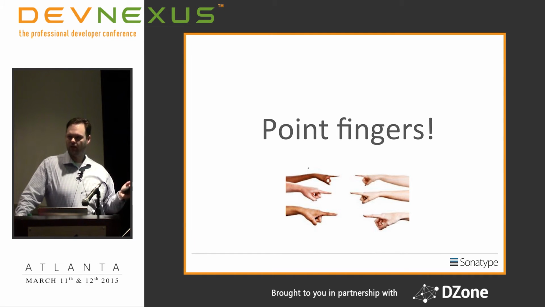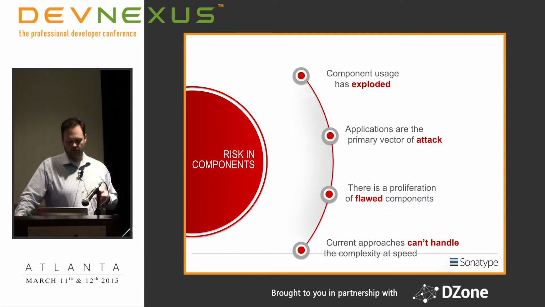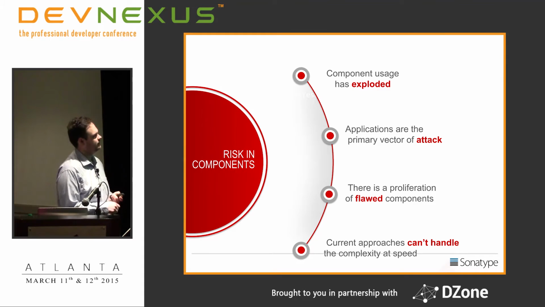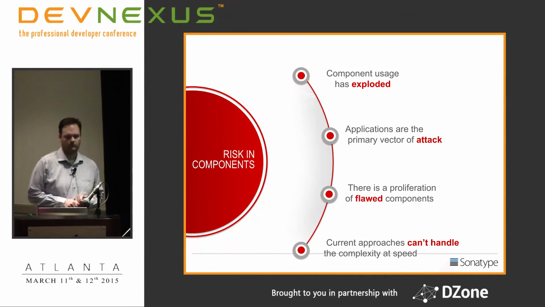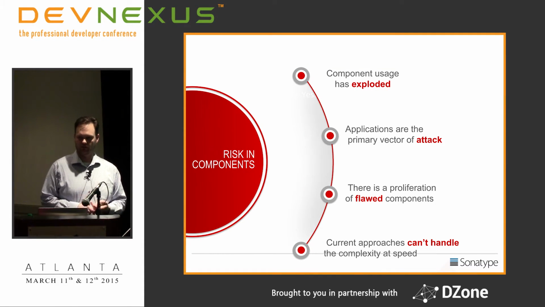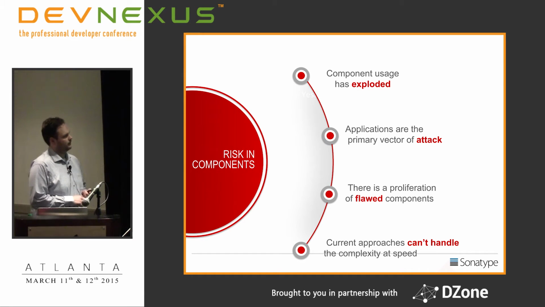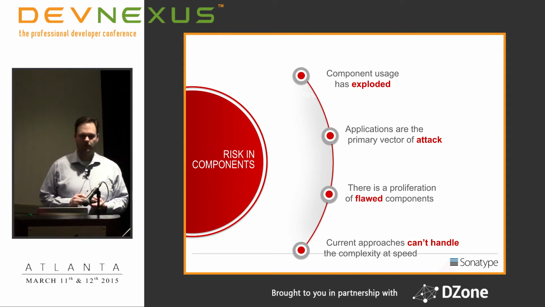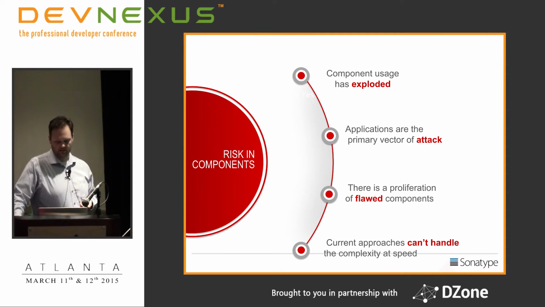But like I said before, the old approaches are focused in a way that make you have to decide between either I'm going to do something about this or I'm going to go fast and hope that I don't get caught. And so to summarize the problem, component usage has exploded, mostly for good reasons. Applications, for the security side, are the primary vector of attack. There's a lot of components out there, something like 1 million components in Maven Central alone, and that's just one repository. And specifically, the current approaches can't handle the complexity at speed. They just can't do it. They weren't designed to solve that problem.